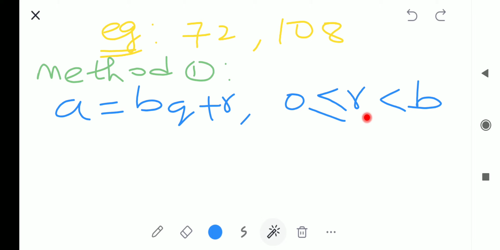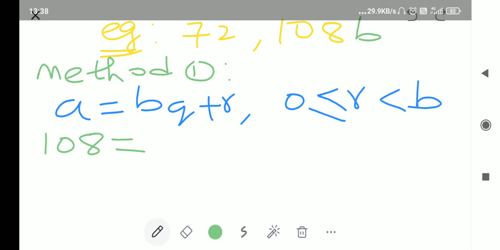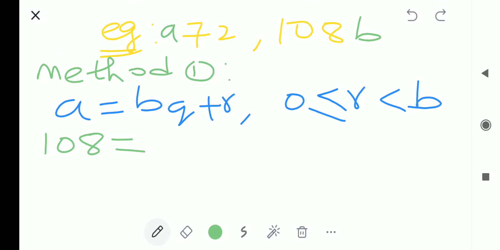and remainder can be 0 also. So in the given two numbers 72 and 108, the big number is 108. So I am taking 108. Big number should be taken as A value. B value is 72. Okay, children? Big number is A, small number is B.